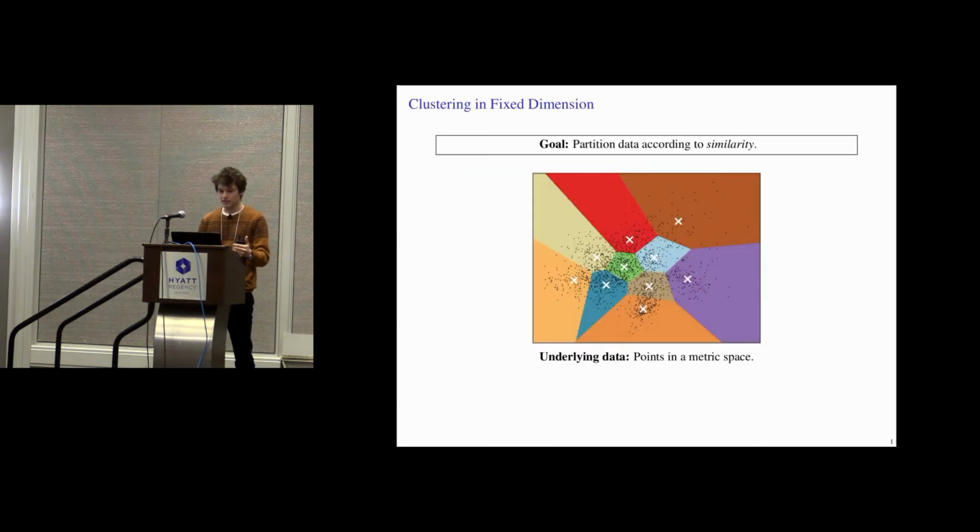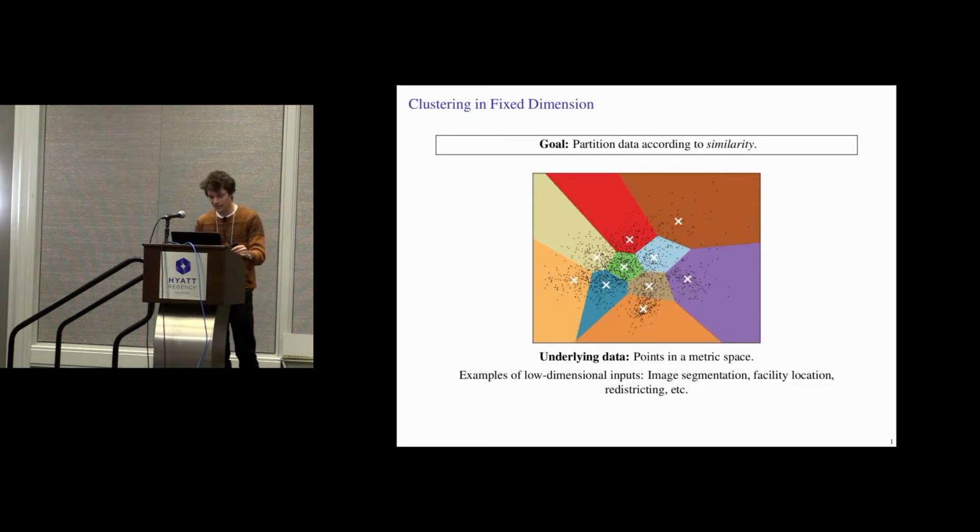So as Kartik said, the goal of clustering is to partition data according to similarity. And the data is a set of points in a metric space. So that's the general purpose of clustering. And in this talk, we're going to focus on fixed dimension for some definition of dimension. But some examples of low-dimensional input are image segmentation, facility location, or redistricting to tackle gerrymandering.